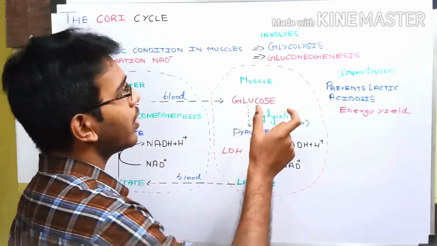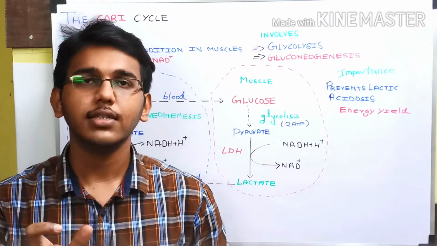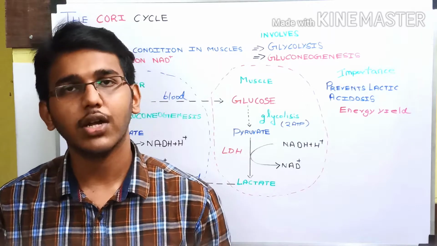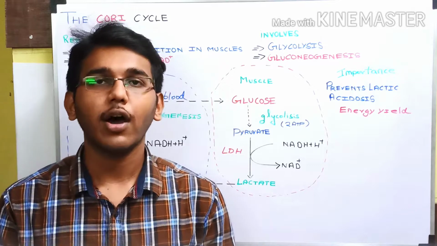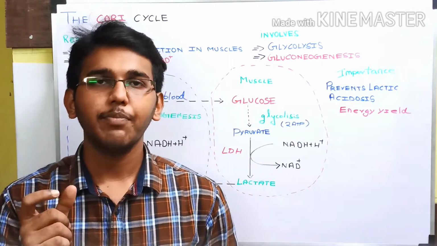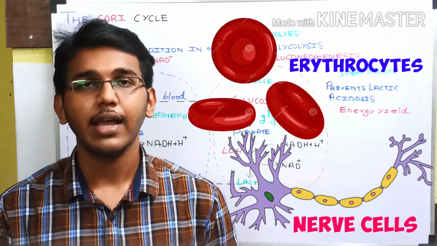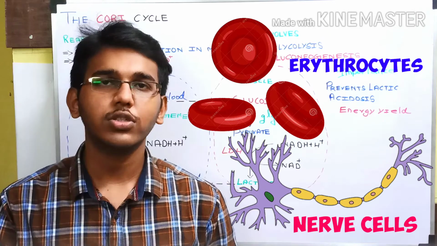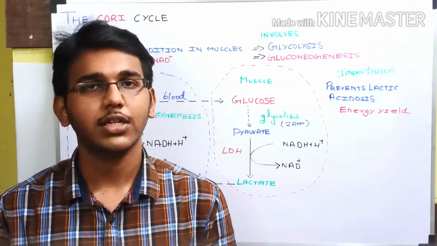Next, we have the gluconeogenesis process. What is gluconeogenesis? Gluconeogenesis is the process in which a non-carbohydrate molecule is converted to glucose for better metabolic activities in some cells. For example, let us take erythrocytes and nerve cells present in our brain. They can metabolize only glucose to produce energy. In the absence of glucose, they cannot function properly.